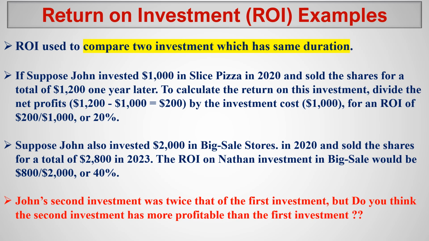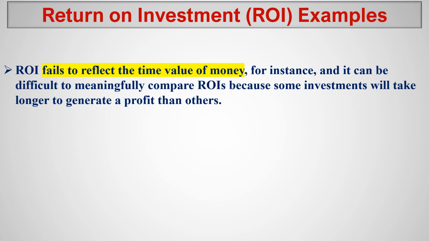Now there's a big question: are you going to choose the first one, Sliced Pizza, or Big Sales Store? Because this is very difficult to make a decision. Here, within 1 year we are going to get 20% return. Here, in 3 years' time we are going to get 40% return. So it's questionable. We cannot compare this kind of two projects with different durations. Okay, but it is a good indicator when we compare two projects with the same duration. Okay, return on investment examples.